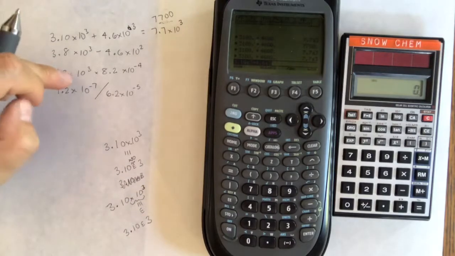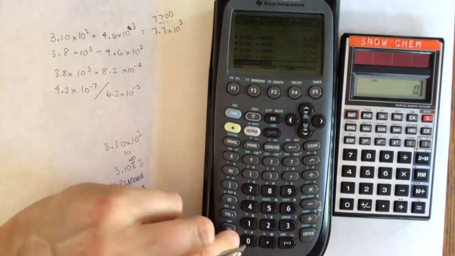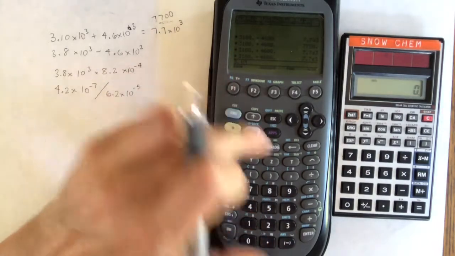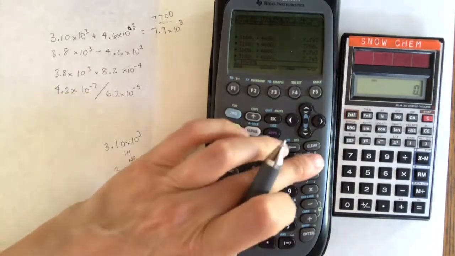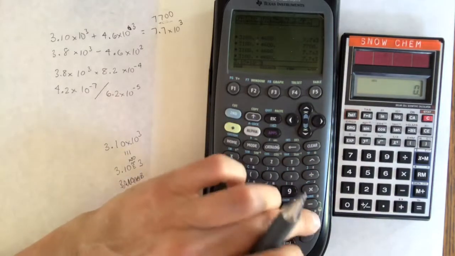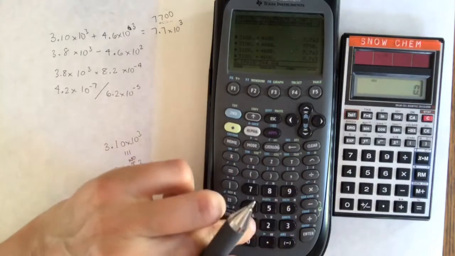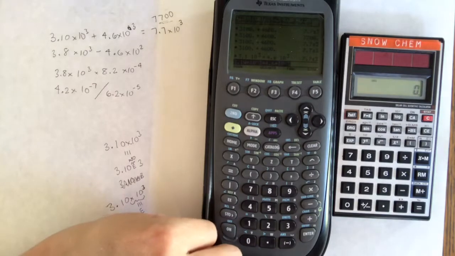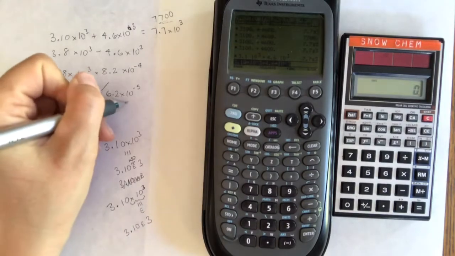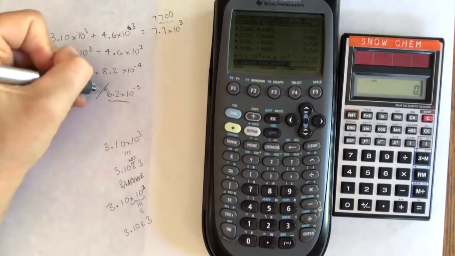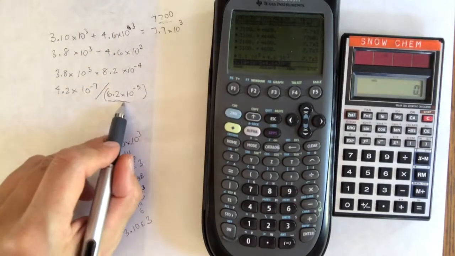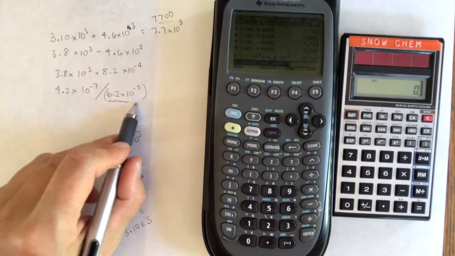So let's do, and then I want to show you real quick, theoretically on this particular calculator you could also do 3.1 times 10 to the third plus 4.6 times 10 to the third, and you'll end up with the same thing. The issue with doing the times 10 to whatever number is if we come down here to this one that we're dividing, suddenly we have to put brackets around this number because it will do the divide before it multiplies this by 10 to the negative 5.